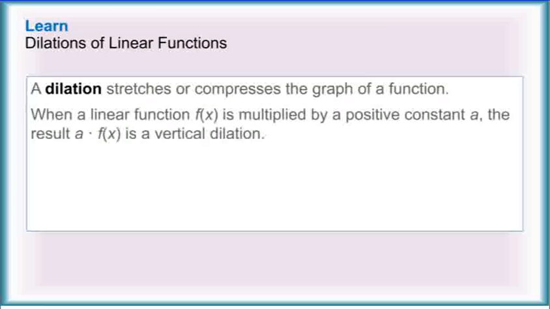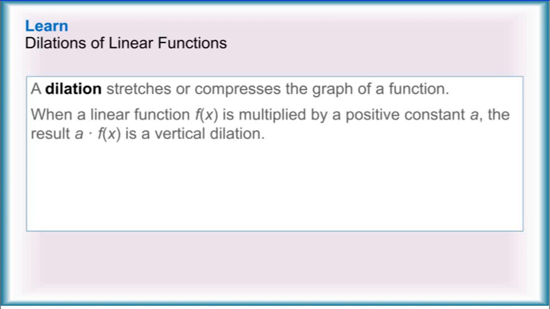Moving on to the next part of our lesson, which is on dilation. Dilation just refers to the stretching or the compressing of the graph of a function. When a linear function of x is multiplied by a positive constant a, the result is a times f of x, and it's a vertical dilation.